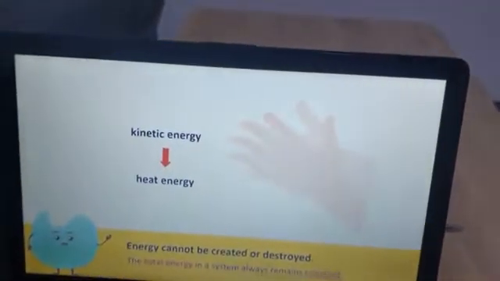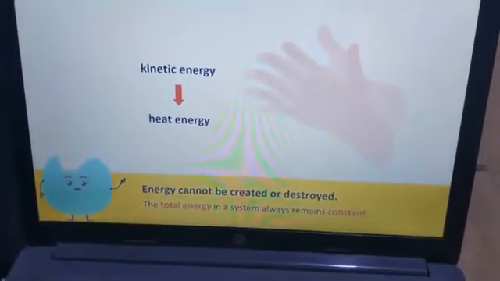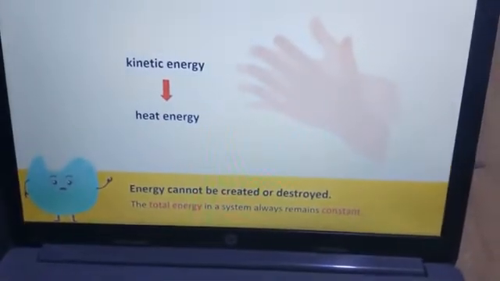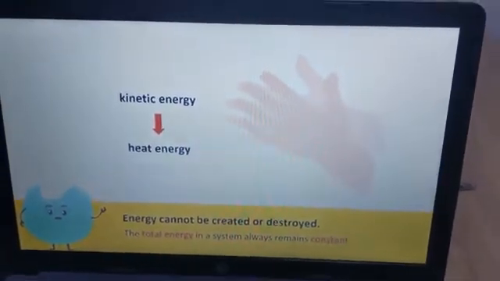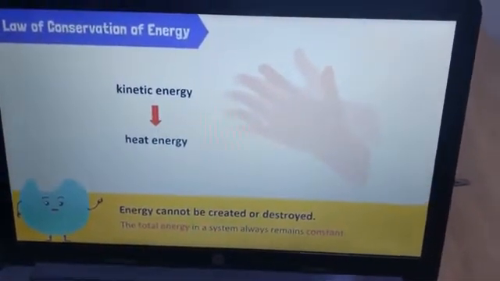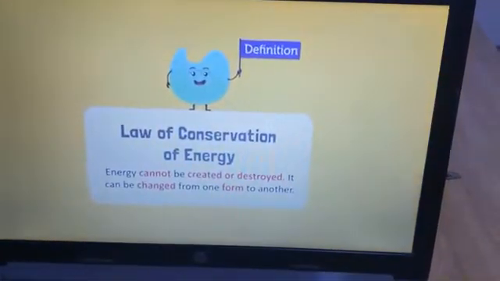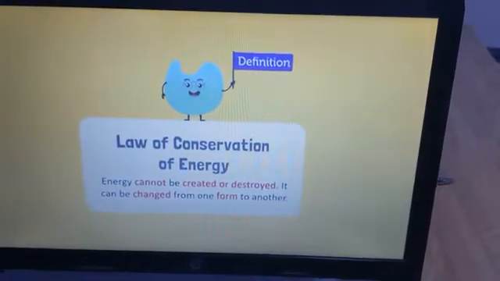When you're just rubbing your hand, kinetic energy is converted to heat energy. Energy cannot be created nor destroyed. The total energy in the system always remains constant. Don't forget that there are two types of systems when you are talking about conservation of energy: conservative and non-conservative systems. When you say non-conservative, it means dissipative forces exist.